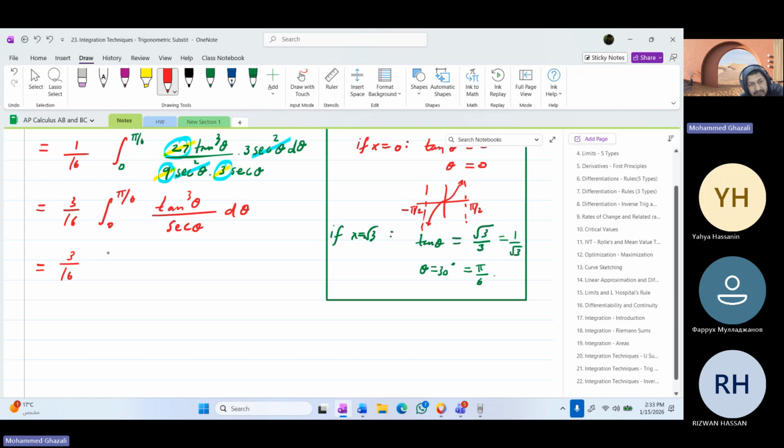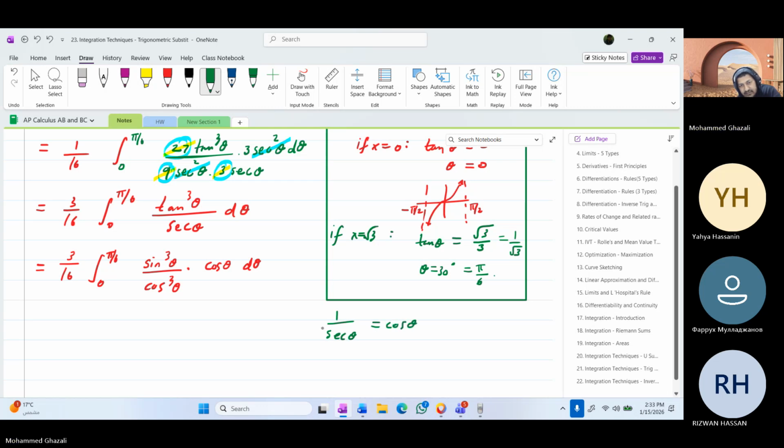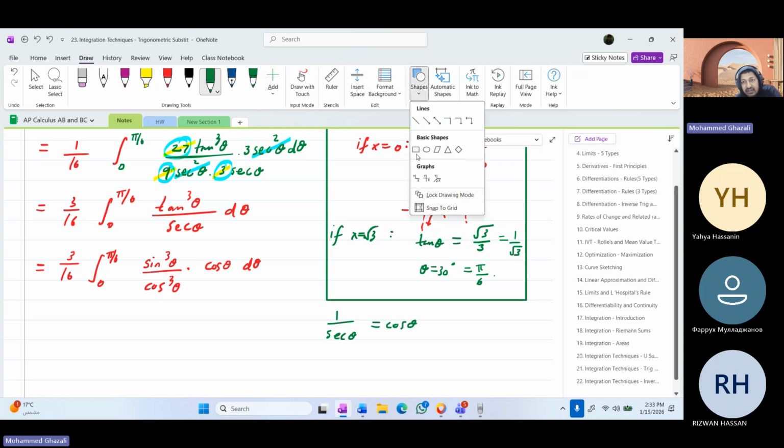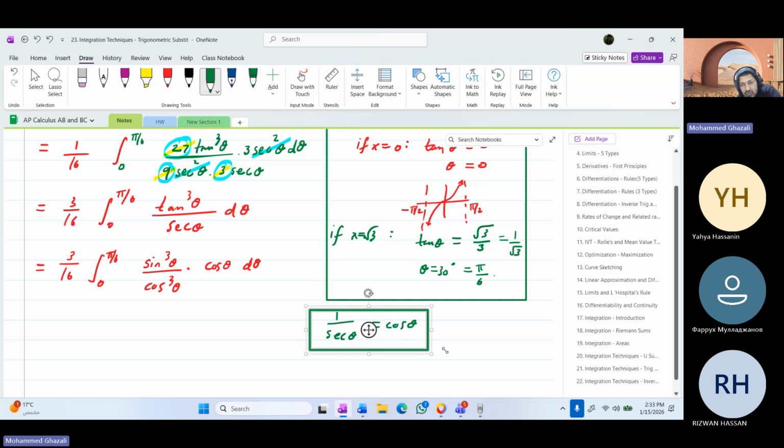3 over 16 integral 0 to pi by 6. Tan cubed is sine cubed over cos cubed theta. And 1 over sec is cos. I can just take this sec and convert it to cos. You understand why? Because remember, 1 over sec theta is cos theta. So remember that.